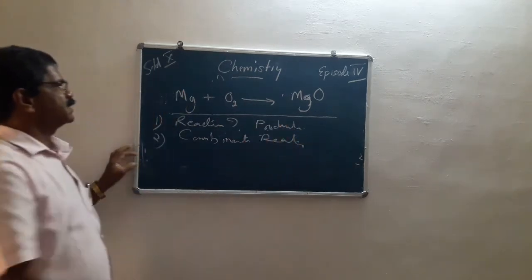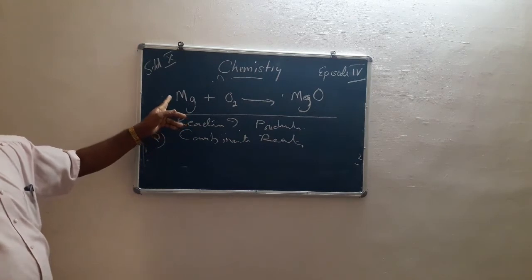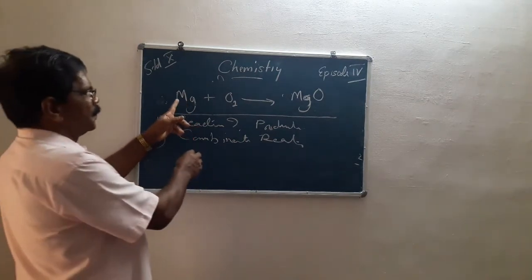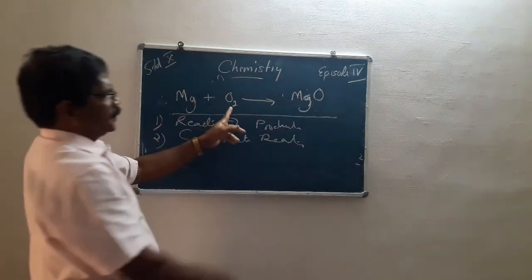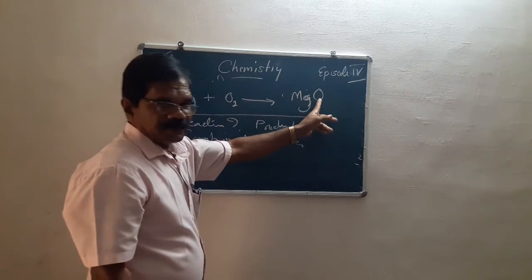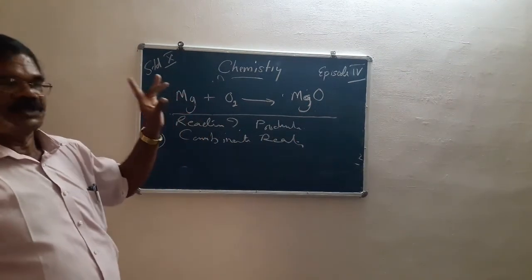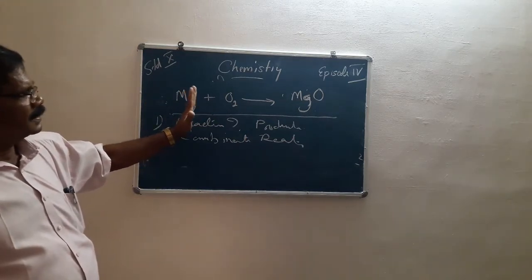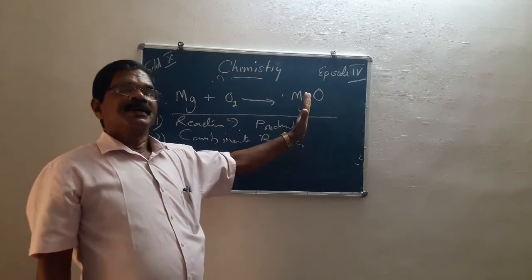The other thing is whether the equation is balanced or not. What is the importance of balancing? Here there is only one magnesium atom, here one magnesium atom, here two oxygen atoms, there only one oxygen atom. Hence this equation is not balanced. If an equation is said to be balanced, the number of each atom on the reactant side must be equal to the number of each atom on the product side.